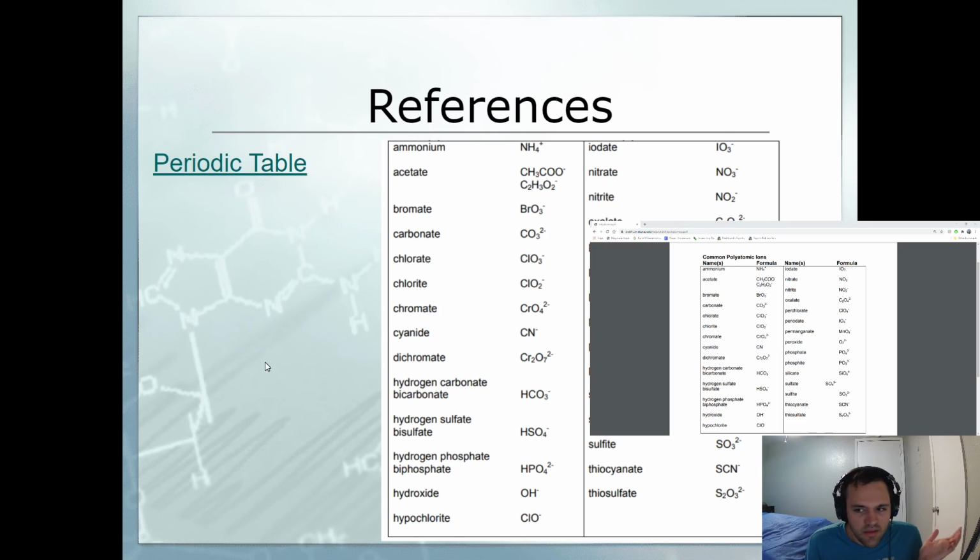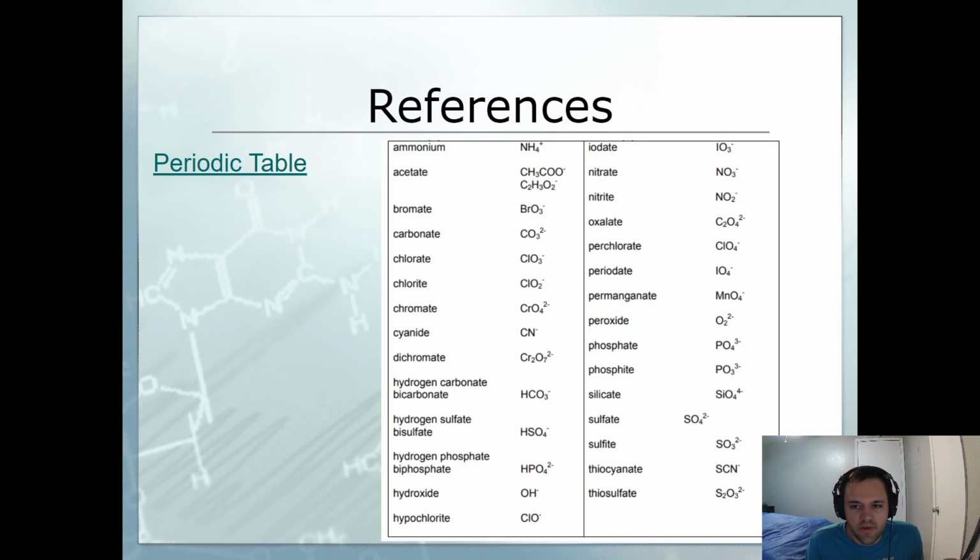All right, and then this last slide is some references for y'all. We've got a periodic table link here and a list of a bunch of the common polyatomic ions that you might need. That's all there is to it.